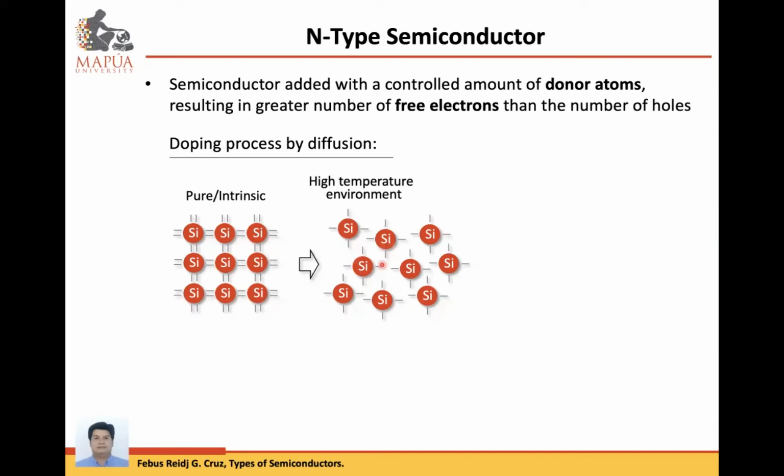And during this situation where silicon atoms are detached from one another, this is the moment we are going to introduce a dopant. So in this example, we have a phosphorus atom, a phosphorus dopant. Each of the silicon atoms, if you notice, has 4 valence electrons.